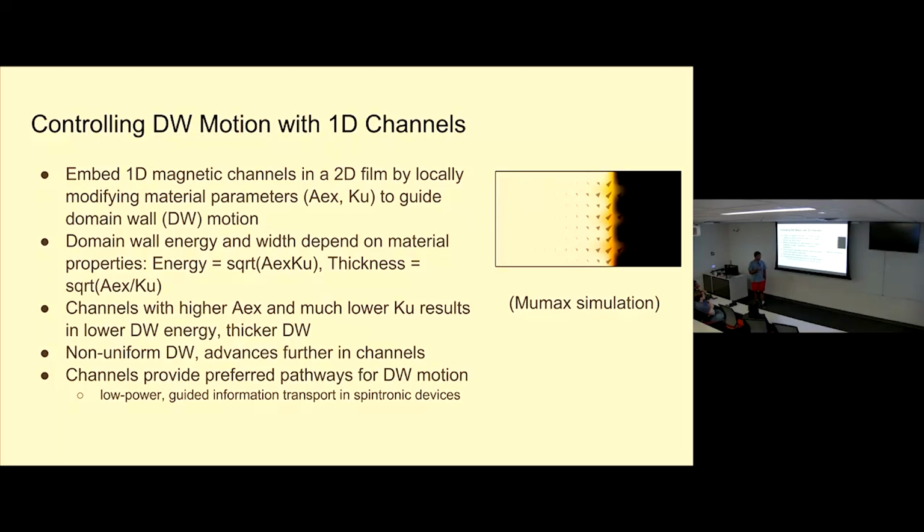So this results in a non-uniform domain wall, and the domain wall motion within the channels advances much farther than outside the channels. So these channels can provide preferred pathways for domain wall motion, and they can be applied in low power and guided information transport and spintronic devices.